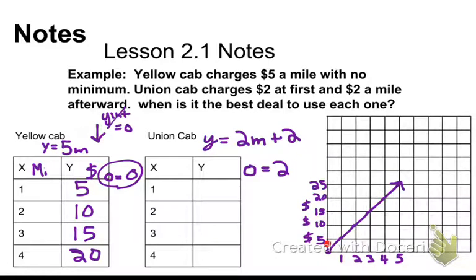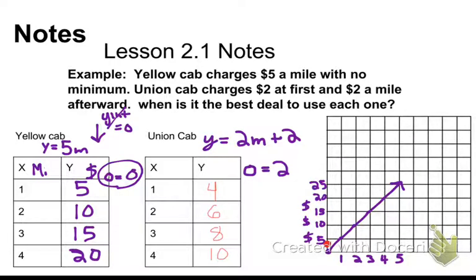And then at 1 mile, I do 1 times 2 is 2, plus 2 is 4. I'll use a thinner marker for this guy. Okay. And then at 2 miles, I'm doing 2 times 2 plus 2. It's costing me 6. And then at 3 miles, 3 times 2 is 6, plus 2 is 8. And then at 4 miles, it's going to cost me $10.